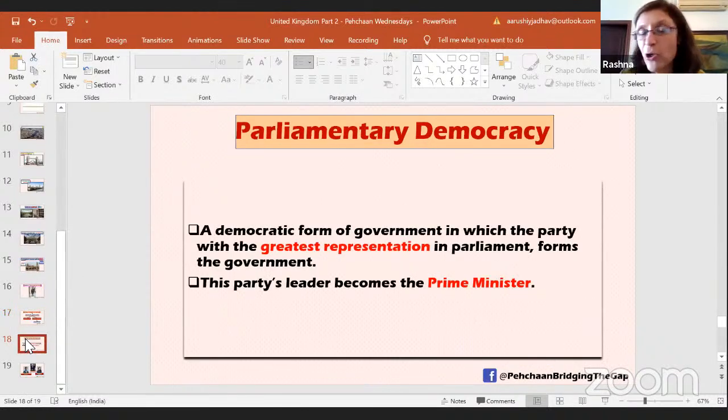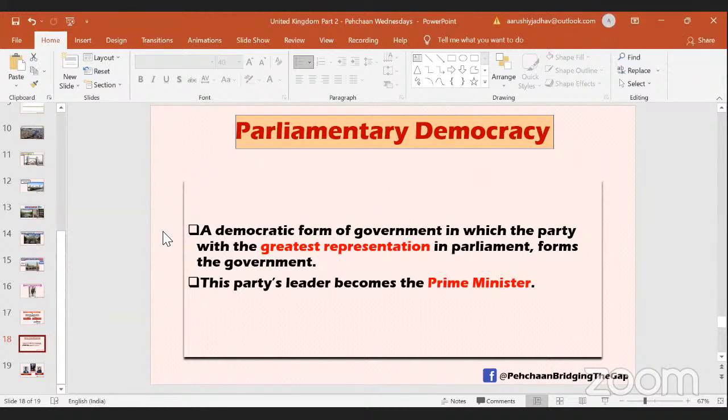Yes. So, we're going to read this slide, which was bothering us a lot last time. Who is going to read it? Very slowly, so we understand it very well. Oh, Archita, yes, read please. From the beginning, slowly. Parliamentary democracy, a democratic form of government in which the party with the greatest representation in a parliament forms the government. This party's leader becomes the prime minister.